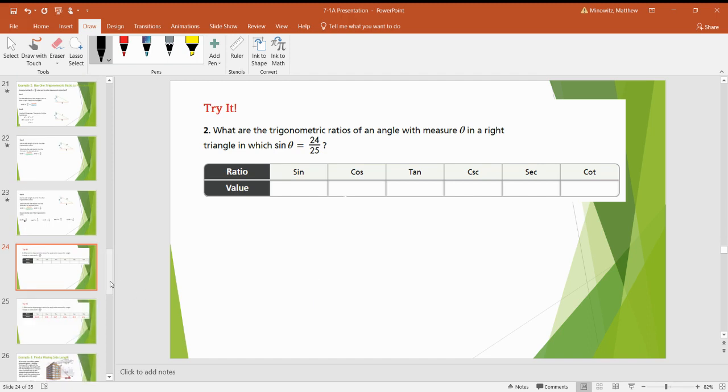Now you get to try. Okay, I'm telling you the sine of an angle is 24 over 25. Pause the video, draw the picture, get all the ratios, and let's see how we did.